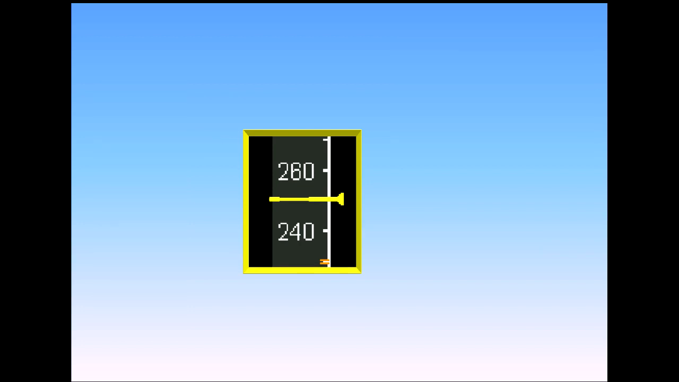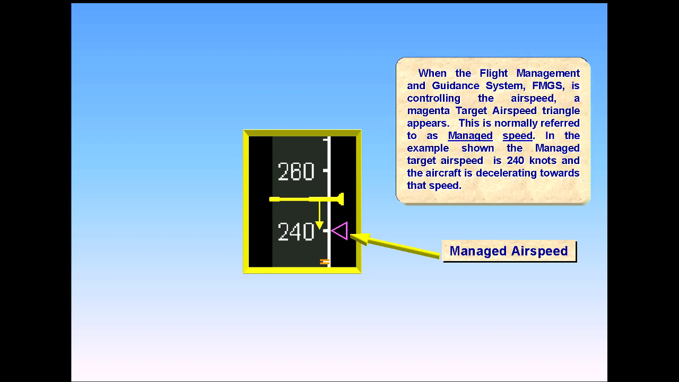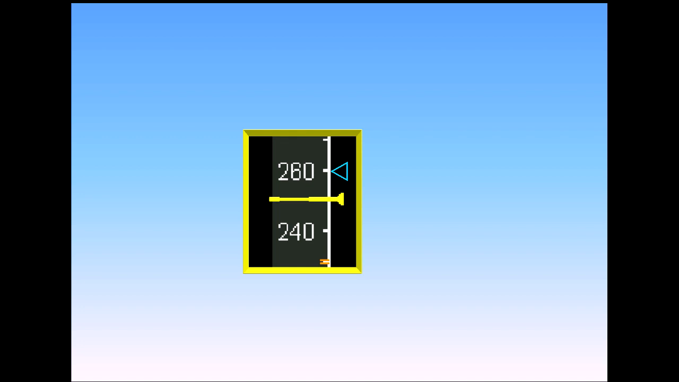When the Flight Management and Guidance System, FMGS, is controlling the airspeed, a magenta target airspeed triangle appears. This is normally referred to as managed speed. In the example shown, the managed target airspeed is 240 knots, and the aircraft is decelerating toward that speed. If the target airspeed is selected manually, a blue triangle appears. This is normally referred to as selected speed. In the example shown, a selected airspeed of 260 knots has been set, and the aircraft is accelerating toward it.